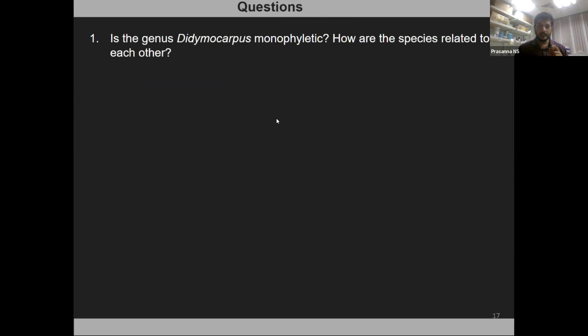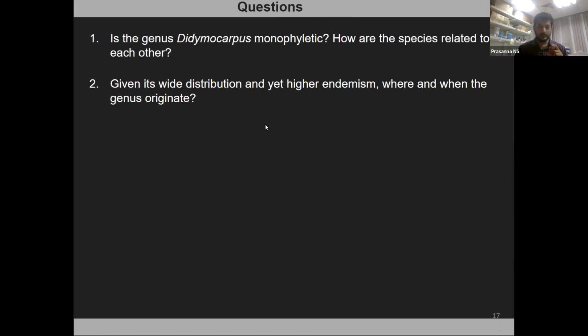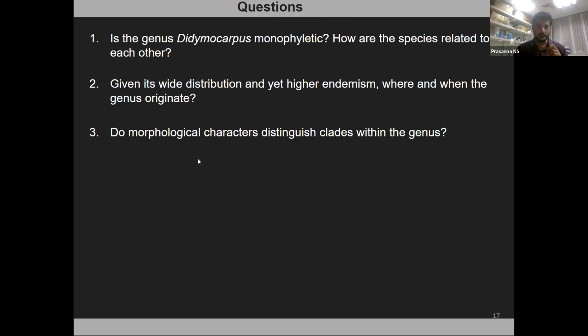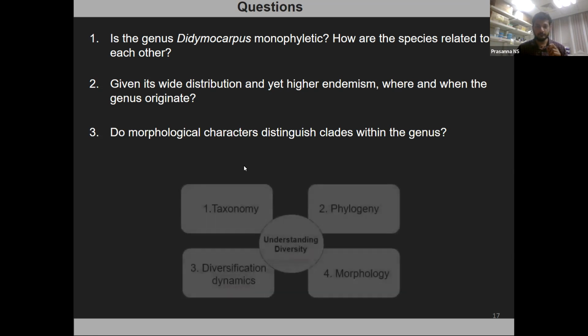So to bring some taxonomic clarity to the group, we set out to reconstruct a phylogenetic tree and try to understand the species relationships and diversification patterns. So we were wondering whether genus Didymocarpus is monophyletic and how the species are related to each other, given its wide distribution throughout Southeast Asia and yet higher endemism, where and when this genus originated, and are there any morphological characters that distinguish between different clades or sections of this genus?